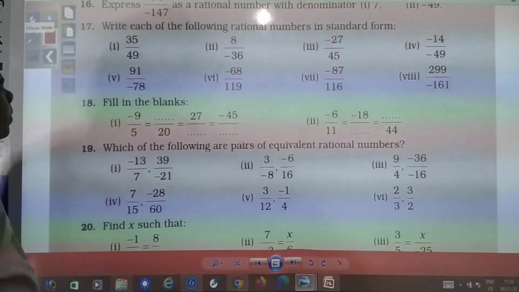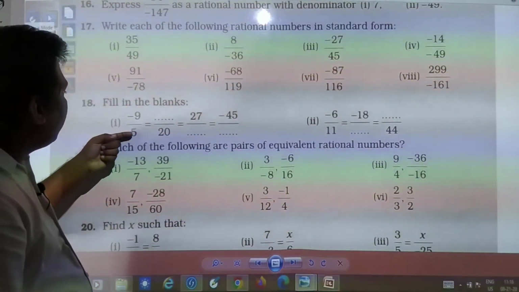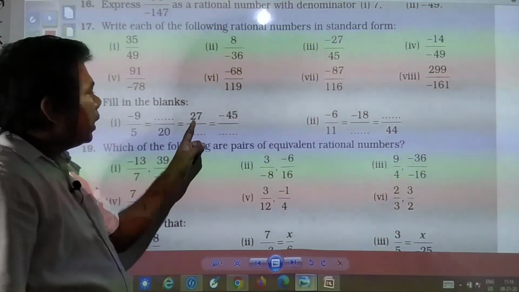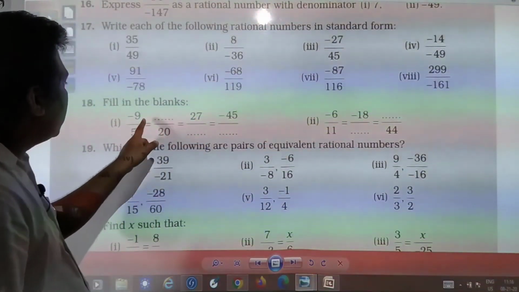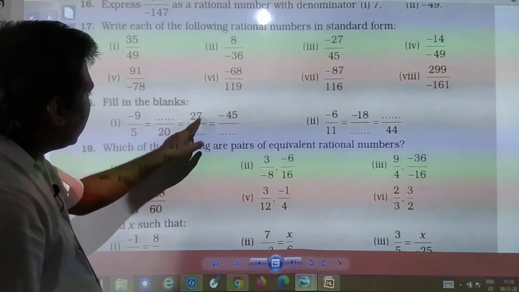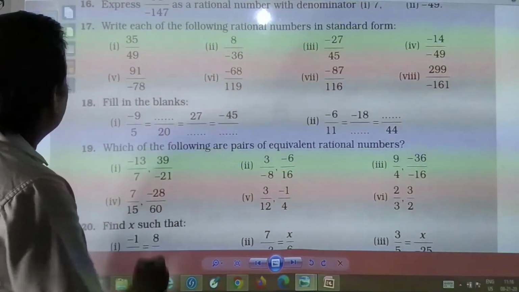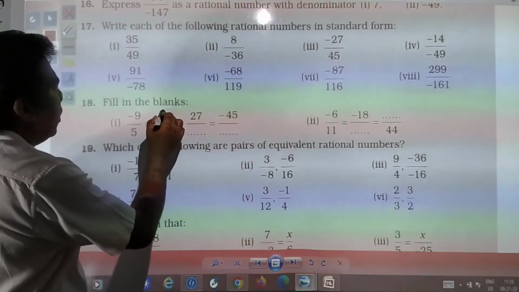Next you see minus 9 by 5 is equal to what number you will put over here, so that you will get 27. So just you see, 27 is required to be divided by 9. So 9 3s are 27.